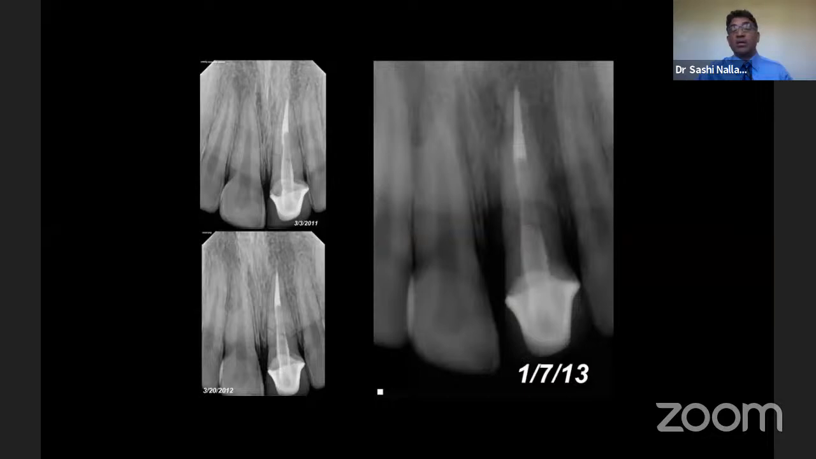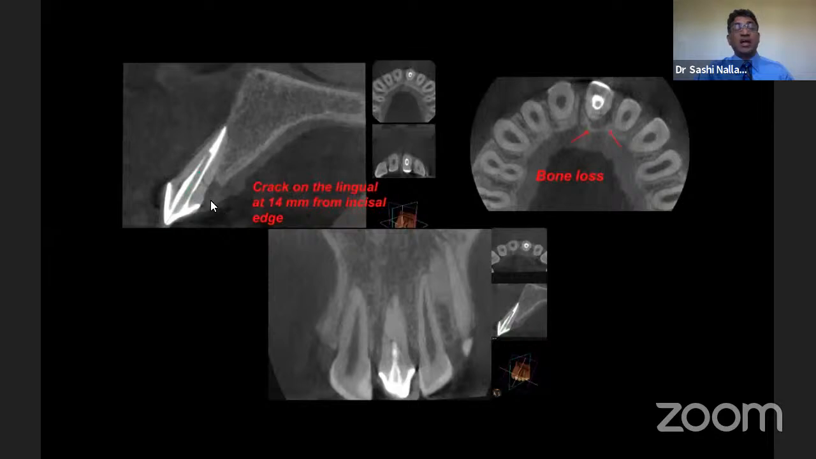He was okay. He came in 2013 with a swelling on the palatal. So clearly now things are breaking down on the palatal side. So I took a CT scan, and you can actually see the crack on the lingual at about 14 millimeters from the incisal edge. You can see the bone loss in the axial on the palatal side, and then you can actually see the crack running along the surface here.